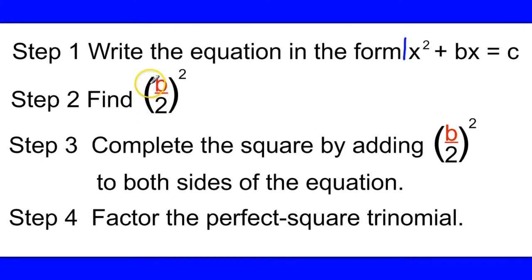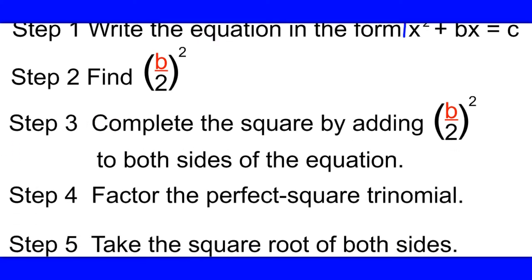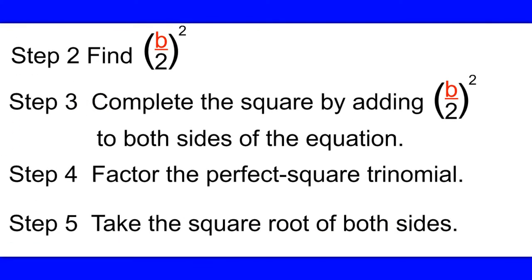Then we're going to find the (b/2)². So we're going to find what it is we have to add to both sides to complete the square. Then that's what we do. We complete the square by adding that value to both sides of the equation. We add it to both sides to keep it balanced. And then we're going to factor the perfect square trinomial.